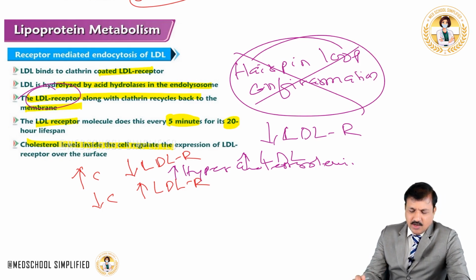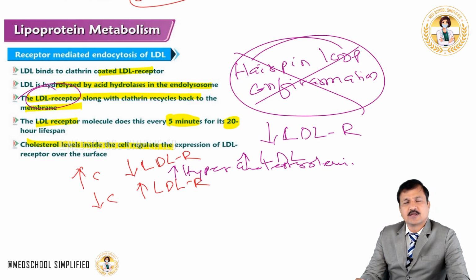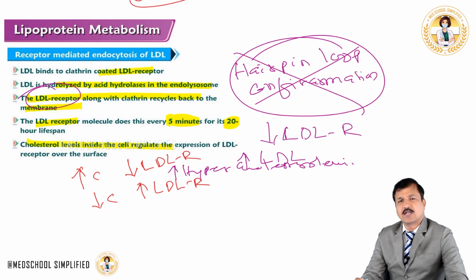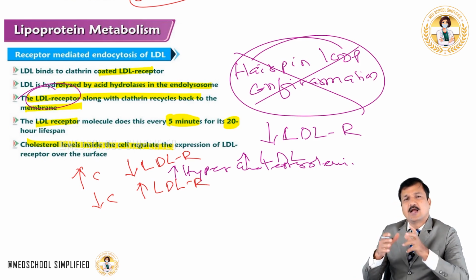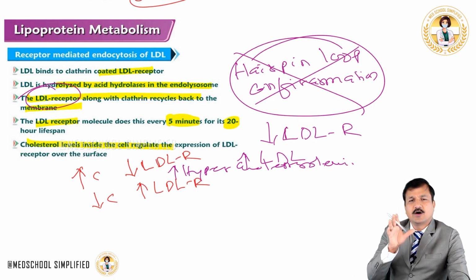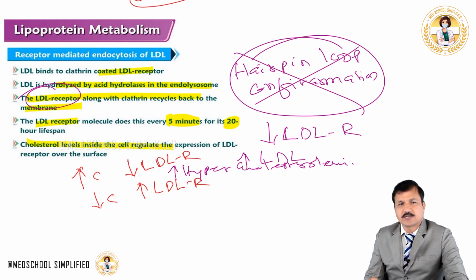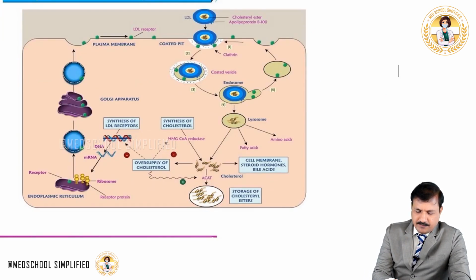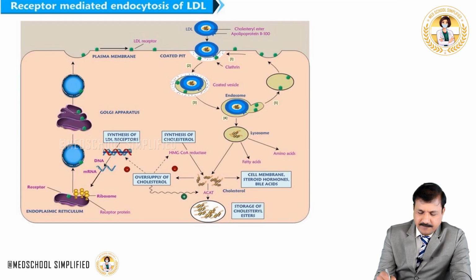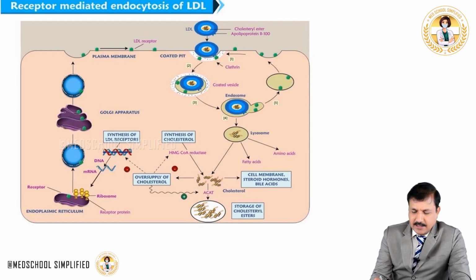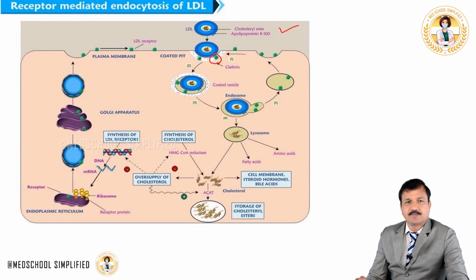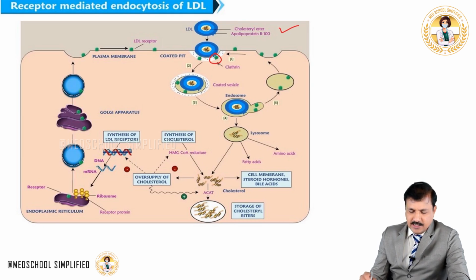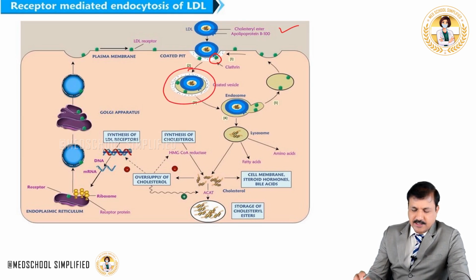Now, this is how LDL is internalized, and then LDL undergoes degradation to release its content inside the cell, and the LDL receptor is recycled back. And I have explained briefly the regulation of LDL receptor expression over the cell membrane. Now this figure shows you exactly what I was explaining so far. As you see here, LDL is binding with the LDL receptor through ApoB100. The LDL receptor interacts with ApoB100 and it is internalized in a clathrin-coated vesicle.